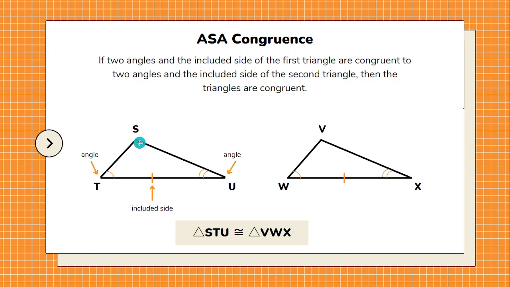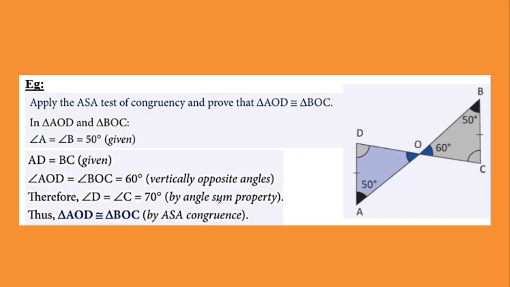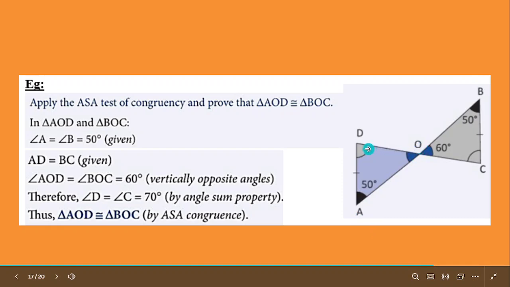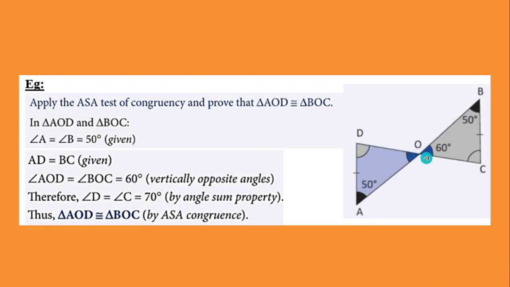We can write triangle STU is congruent to triangle VWX. Okay, now example. Apply the ASA test of congruency and prove that triangle AOD is congruent to triangle BOC.